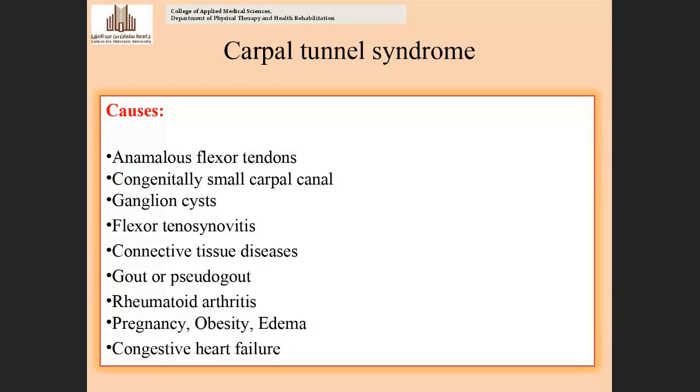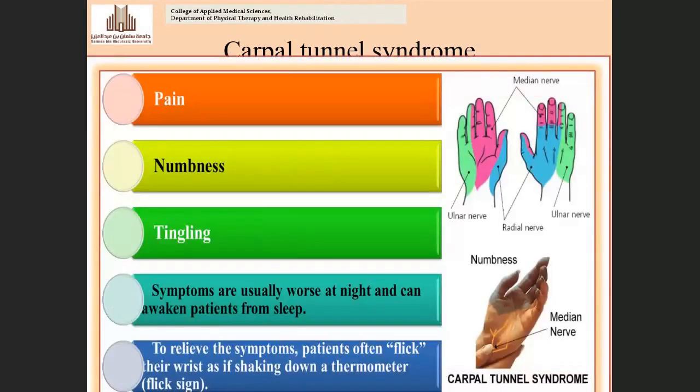In cases of any abnormality or anomalies in the flexor tendons or the flexor retinaculum, or if there are changes in the carpal tunnel or carpal canal, such as a congenitally small carpal canal, or the presence of any type of tumors at the wrist region, that is ganglion cyst, or inflammation of the flexor tendons, flexor tenosynovitis, or in some cases of connective tissue disorders, or gout or pseudogout, or in cases of rheumatoid arthritis, pregnancy, obesity, edema, and congestive heart failure, right? So these are some of the causes for carpal tunnel syndrome.